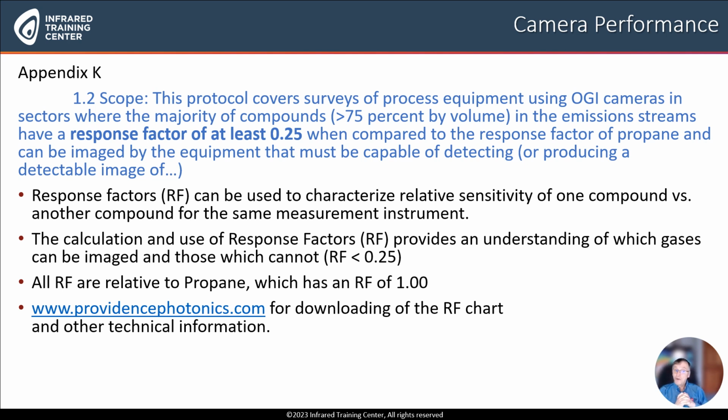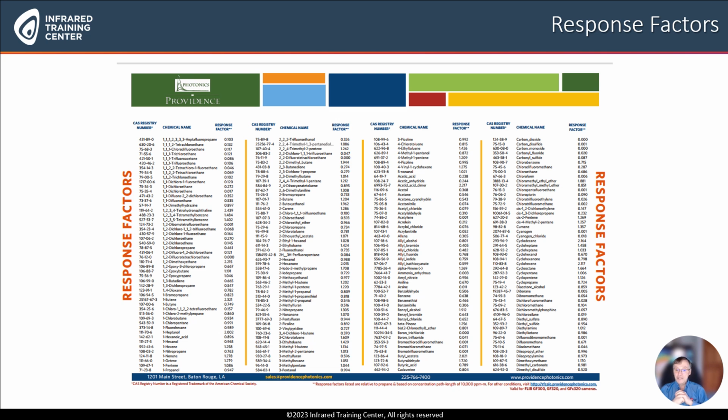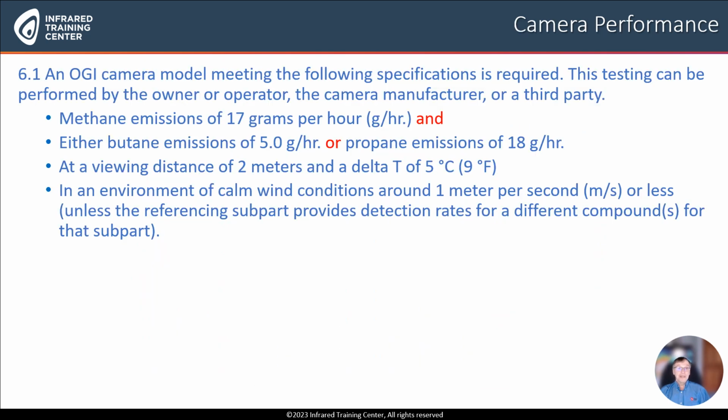Now, if you go to the nice folks at providencephotonics.com, you can download the response factor chart. They did a tremendous amount of engineering and research, and they have several papers that are published on this. So you can learn which of the 500 or so compounds that they have on their chart will be successfully imaged with a mid-wave optical gas imaging camera. So that's the particular gases. Now, what they want to do is they want each optical gas imaging camera to meet the following specifications.